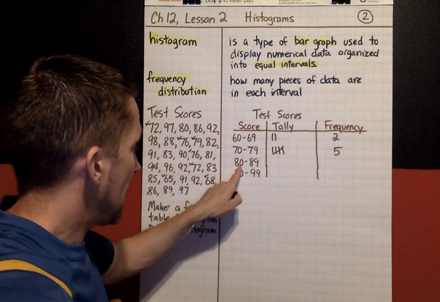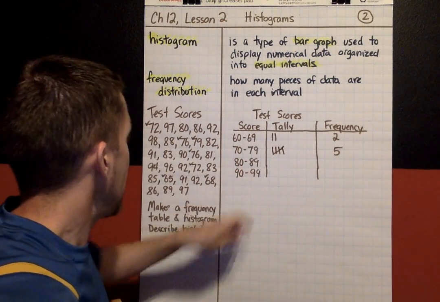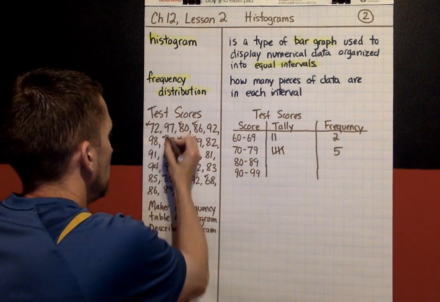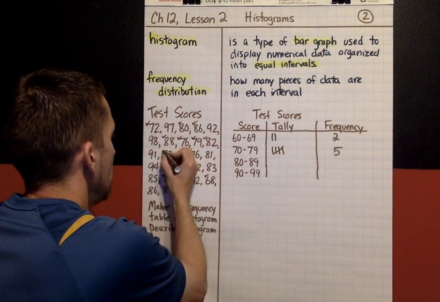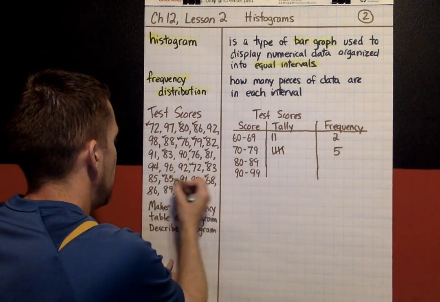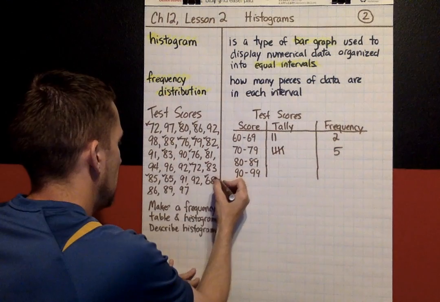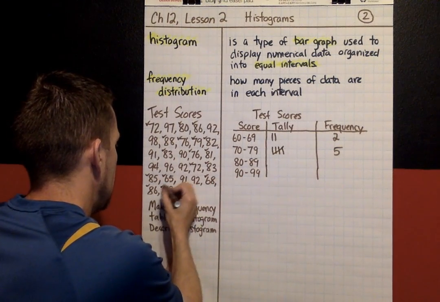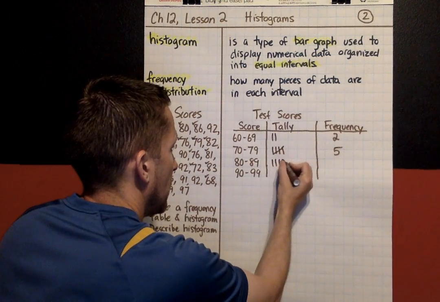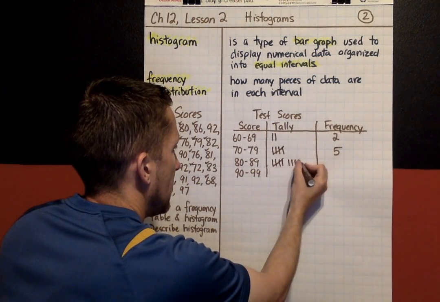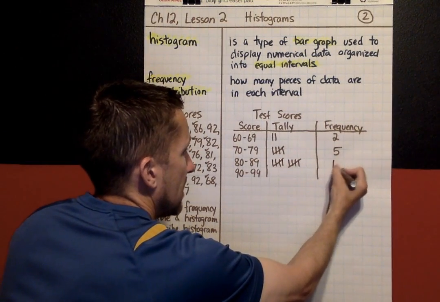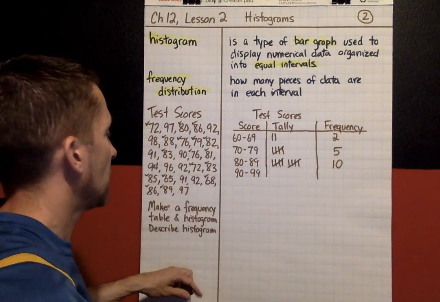Next, I'm going to carefully tally how many scores I had between 80 and 89. 1, 2, 3, 4, 5, 6, 7, 8, 9, 10. So now I can tally them. 1, 2, 3, 4, 5, 6, 7, 8, 9, 10. The frequency of scores between 80 and 89 is 10 scores.